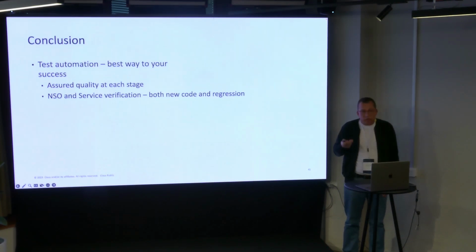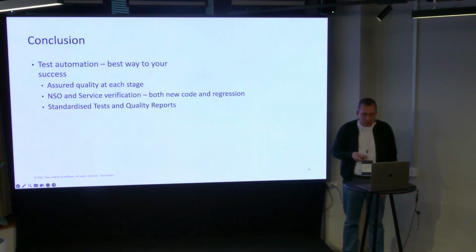Automation will give you both NSO and services verification at each stage. Each update, each code change can be tested with no effort. Of course, there is an effort at the beginning to build the automation, but later on you do the change, you push it to Git, or you trigger manually your robot test, and you get the result. You see if it fits the purpose, if it works.